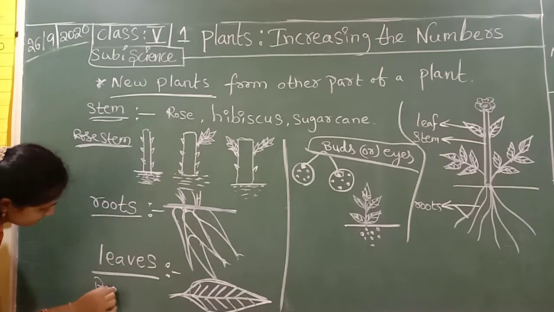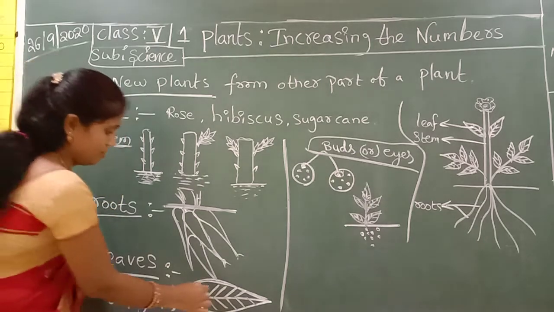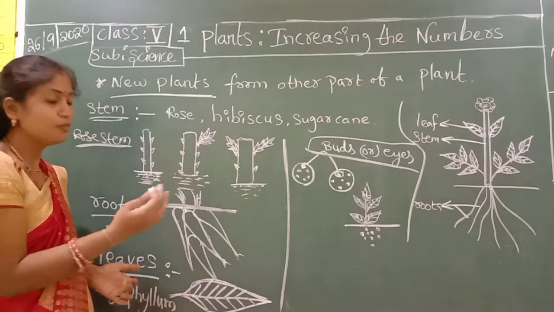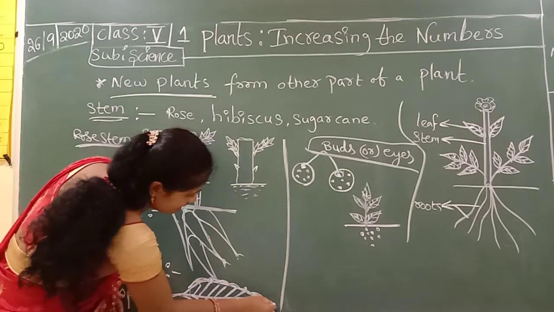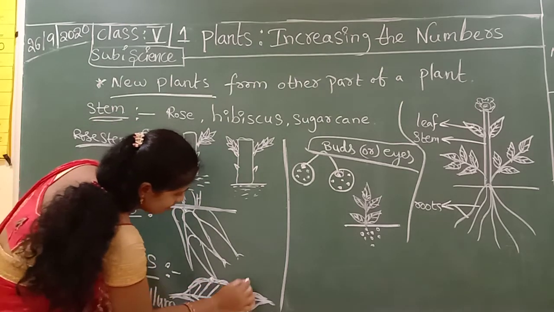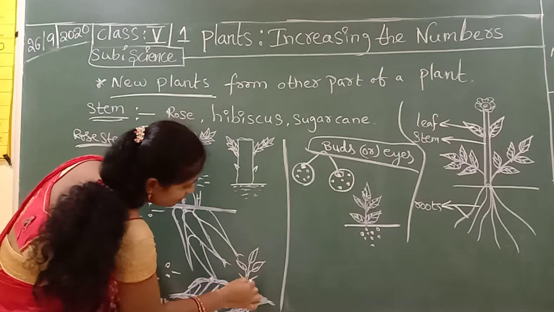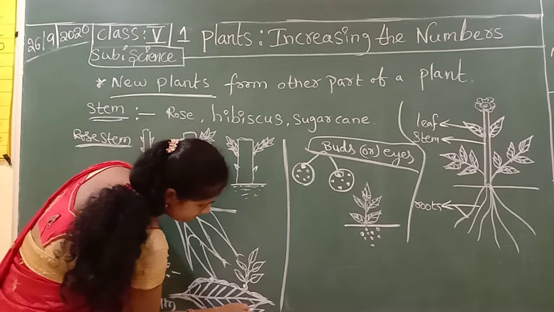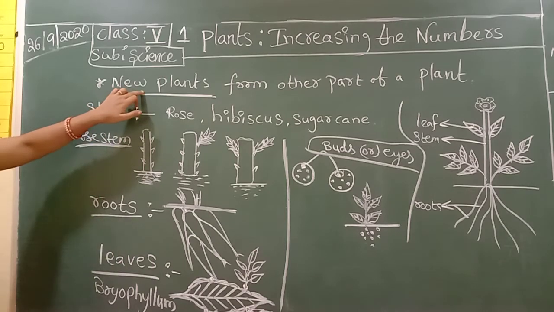Bryophyllum. So in this bryophyllum plant, only the leaf produces new plants. The upside has this leaf like that. So when we observe this upside, it will become a new plant. Like that, leaves coming, it will become a new plant. Okay. So like that, leaves produce new plants.